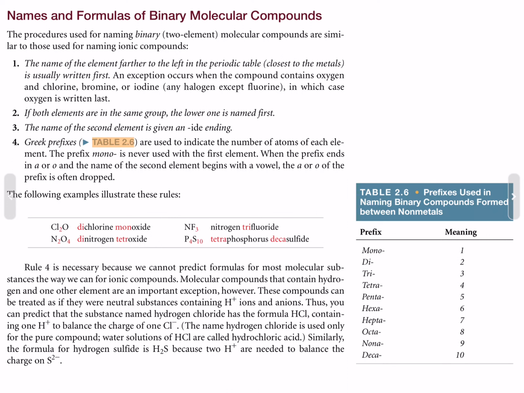1 is mono, 2 is di, 3 is tri, 4 is tetra, 5 is penta, 6 is hexa, 7 is hepta, 8 is octa, 9 is nona, 10 is deca.